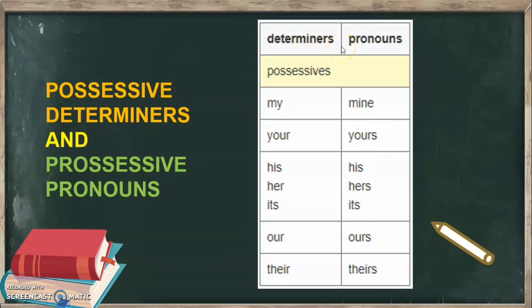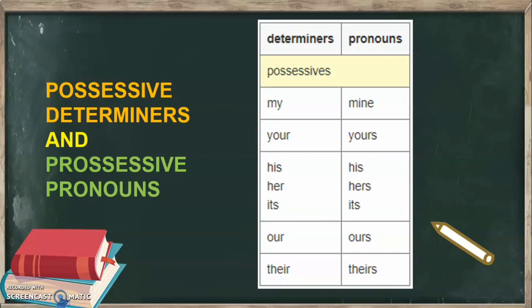Let's go deeper into it. So we have my, mine for pronouns, your determiners, yours pronouns. In terms of his, her, its, they're the same. Our is a determiner while ours is pronoun, their and theirs. So I think it's quite easy to remember if you would try to memorize.